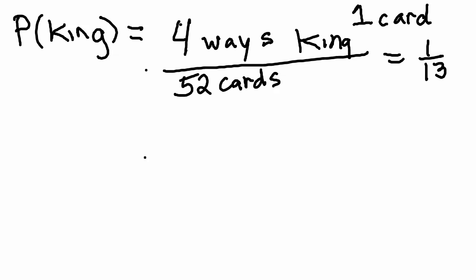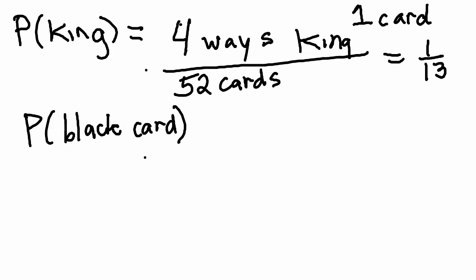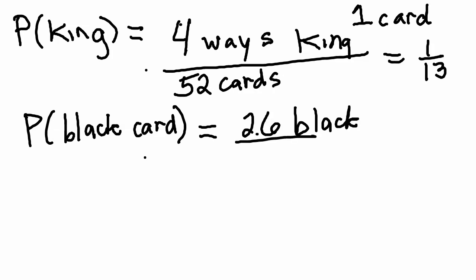What about the probability you get a black card? Well, you should say right away half. Half the deck's red, half the deck's black. But the other way to think about it is how many black cards are there? Well, there's 26 cards that are black out of 52, and that reduces to a half. Half are black, half are red.